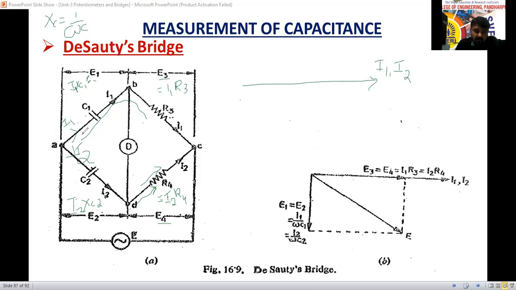So I1 will flow through the capacitance here now. So voltage drop across capacitor, that is called E1, which will be lagging to the I1 or leads the I1. The voltage drop across the capacitor that is called E1 here. Now E1 leads the current I1 or lags the current I1. Can anyone tell me? Which load it is? Capacitive load? Capacitive load, right?